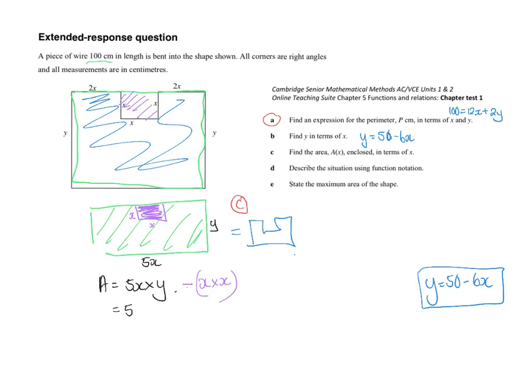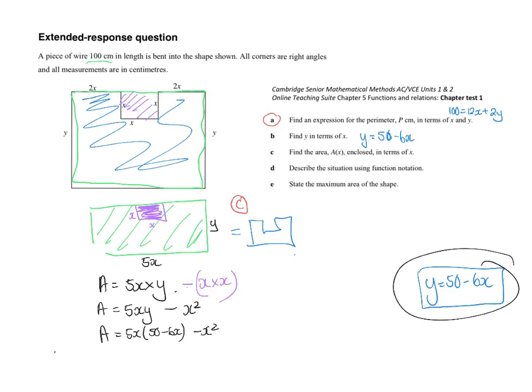Now we want to get it in terms of x. So I'm going to use this y formula instead of y over here. So I end up with area equals 5x times the bracket 50 minus 6x, minus x squared. And then we're just going to expand that out. So that'll be area equals 250x minus 30x squared minus x squared. Group like terms, we get 250x minus 31x squared. So there's the formula for area.